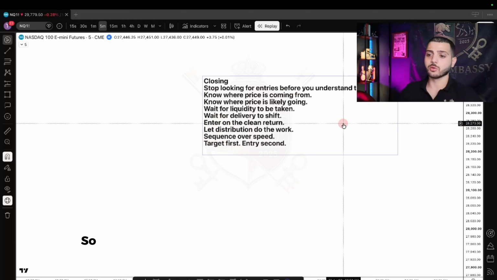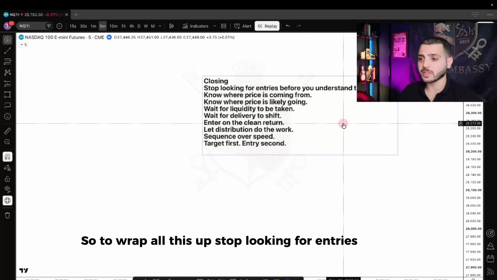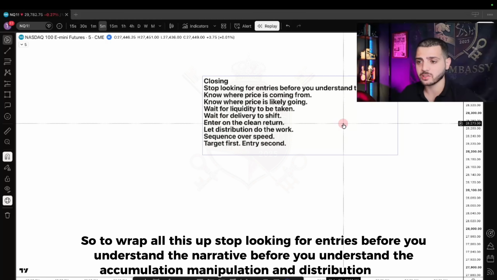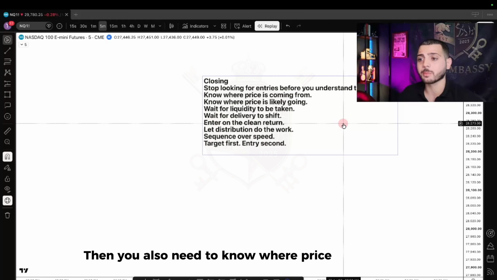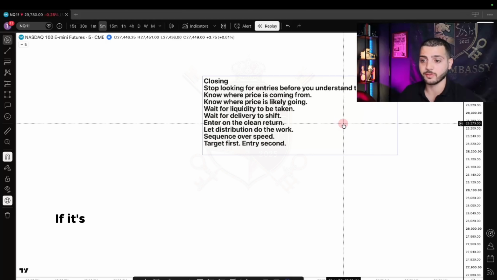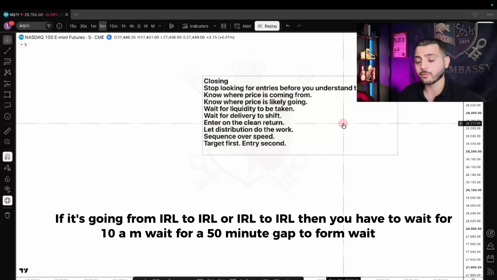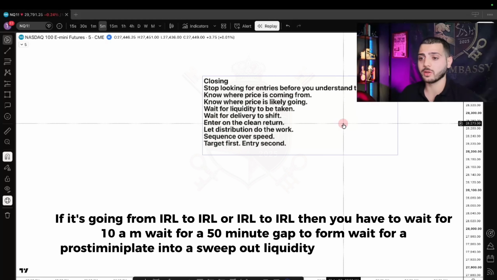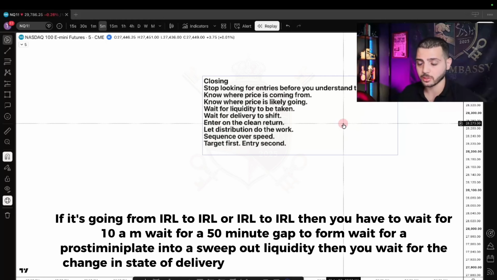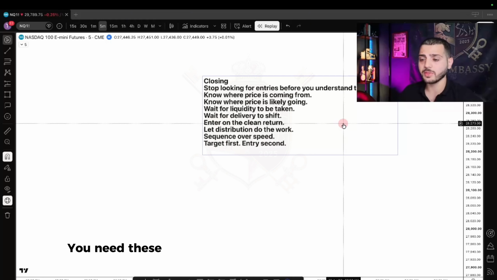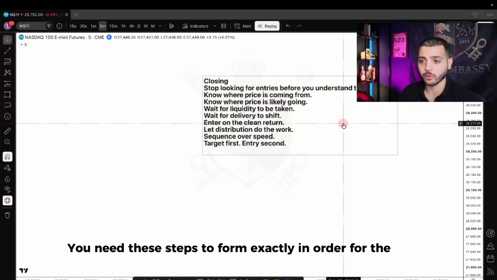So to wrap all this up, stop looking for entries before you understand the narrative, before you understand the accumulation, manipulation, and distribution phase. Then you also need to know where price is coming from. That is very, very important. If it's going from IRL to ERL or ERL to IRL, then you have to wait for 10 a.m., wait for a 15-minute gap to form, wait for price to manipulate into it, sweep out liquidity, then you wait for the change in state of delivery, then an IFVG or an FVG, then you enter and you wait for price to go to your profit target. Sequence over speed. You need these steps to form exactly in order for the highest probability setup.